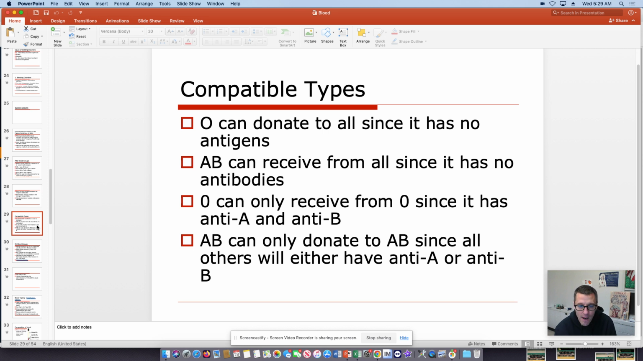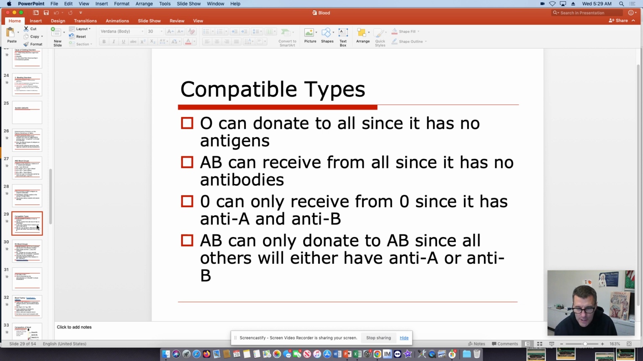Okay. O can only receive from O because it has anti-A and anti-B. Someone whose own blood is like this is going to recognize anything that's sticking off of new red cells as foreign. So someone who's O negative, which would be this, all they can get is O negative because they're going to have antibodies for A and B and RH.